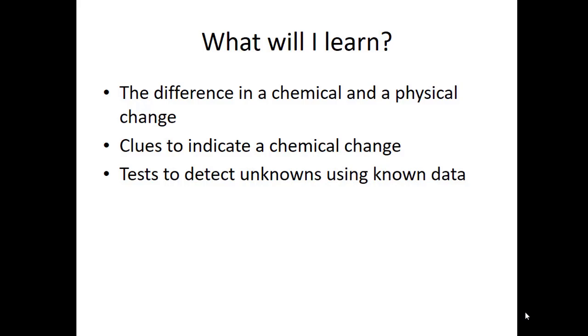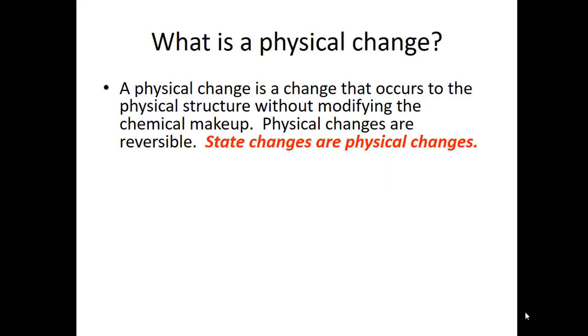Number one, we're going to learn the difference in a chemical and a physical change, which you probably already know, but it's always good to refresh. We're going to learn some clues that indicate chemical changes are occurring, and then how to test unknowns by using knowns and determining what an unknown is. All right, so what's a physical change?